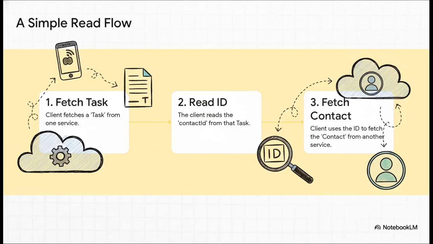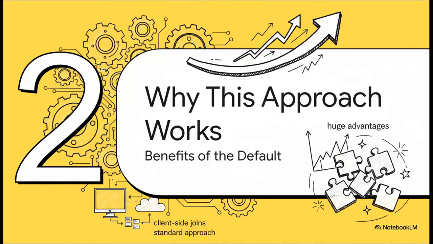Okay, let's make this super concrete. Picture this. Your app first fetches a task from one service. It gets that task data back and sees a little piece of information inside, a contact ID. So it just turns around and makes a second, completely separate call to another service saying, hey, can you give me the contact that matches this ID? Two simple, clean, direct steps. That's it. Now, I know what you might be thinking. Isn't that just pushing more work onto the client? And yeah, kind of. But there are some huge advantages to making this your go-to move.